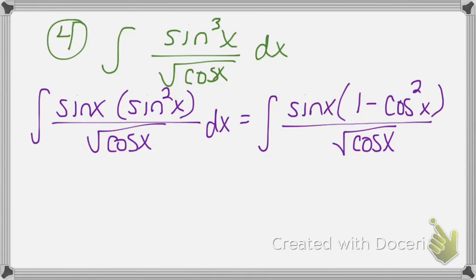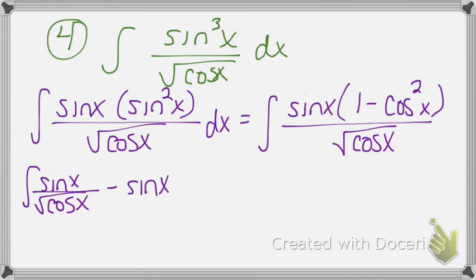And then you're going to multiply sine times both things and divide by the square root of cosine. So you'll have sine of x over square root of cosine of x minus sine of x, and I'm going to skip a step right here just to save room. When I divide sine of x cosine squared of x by the square root of cosine of x, I want to combine the cosine squared and the square root of cosine. So how can I do that? Subtract the powers, so 3 halves, cosine to the 3 halves.